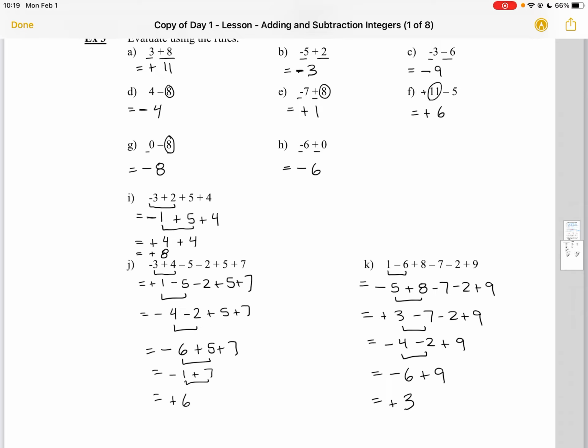Those are a lot of steps to show. As we're getting comfortable with adding and subtracting integers, I'll ask you to show all those steps. As we progress, you will have to show fewer and fewer steps to get to your final answer. These are all questions that you should be able to do without a calculator. The worksheet that goes along with it has some extra practice for you.